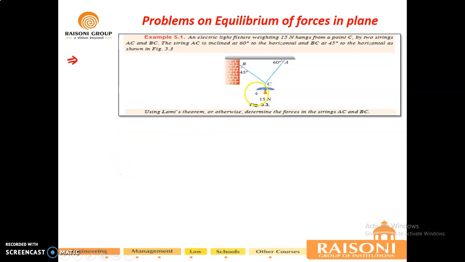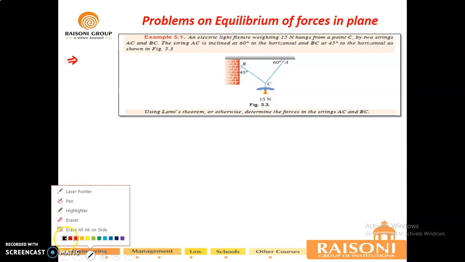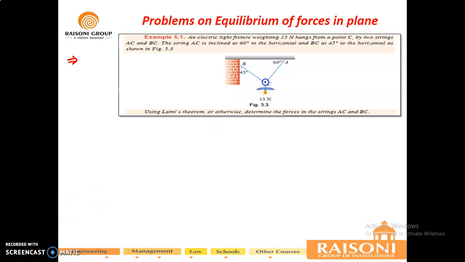So for that you have to consider the free body diagram at joint C. So this is your joint C. For joint C, you will consider the free body diagram as the weight of the bulb vertically downward, that is 15 Newton. Then there is a string which is AC, and tension always acts away from the body. So from B to C there will be a tension BC in this string, and similarly you will get the tension AC in this string AC.